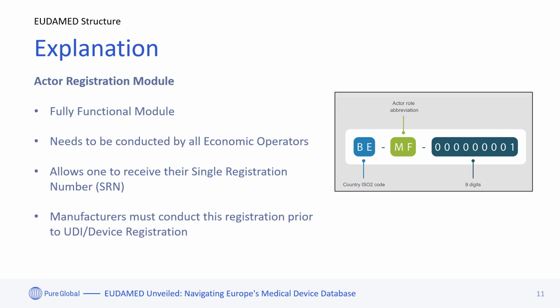Starting with the actor registration module. The actor registration module is fully functional. Every economic operator must register here to receive a unique single registration number, the SRN, before registering any devices. Think of it as your entry point into the EUDAMED system. Having an SRN is a requirement as per MDR and IVDR. This number will be identified in various documents, including the Declaration of Conformity.